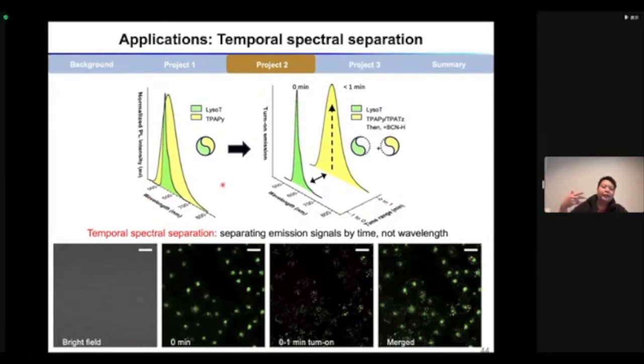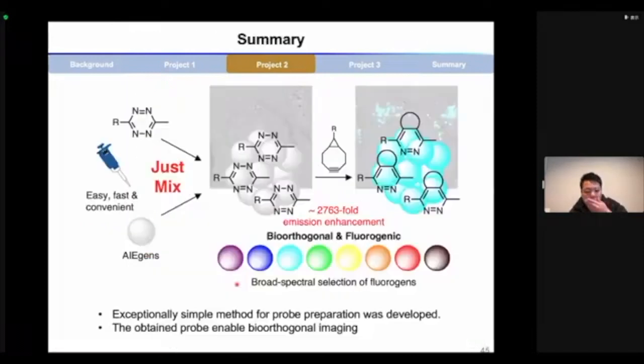But using this turn-on system, I have controlled the turn-on time of these two different molecules. And by controlling the turn-on time, even if the color is the same, I can separate those two turn-on signals by changing the turn-on time range. And using this system, I could successfully achieve multi-channel imaging. In conclusion, I have achieved an exceptionally simple method for probe preparation by using this aggregate system as well.